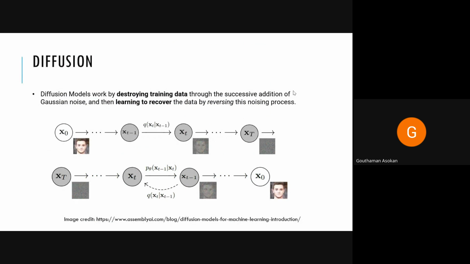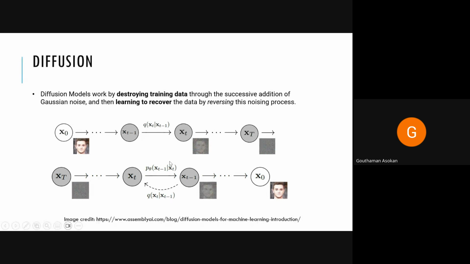So what is diffusion? Diffusion essentially is taking some training data. These are some images that we take. You can see a human face here, and iteratively we add Gaussian noise to it. We sample a noise from a Gaussian distribution and add it iteratively. So from x naught to xt, we add noise iteratively to make it a completely noised result. This is the forward diffusion process.